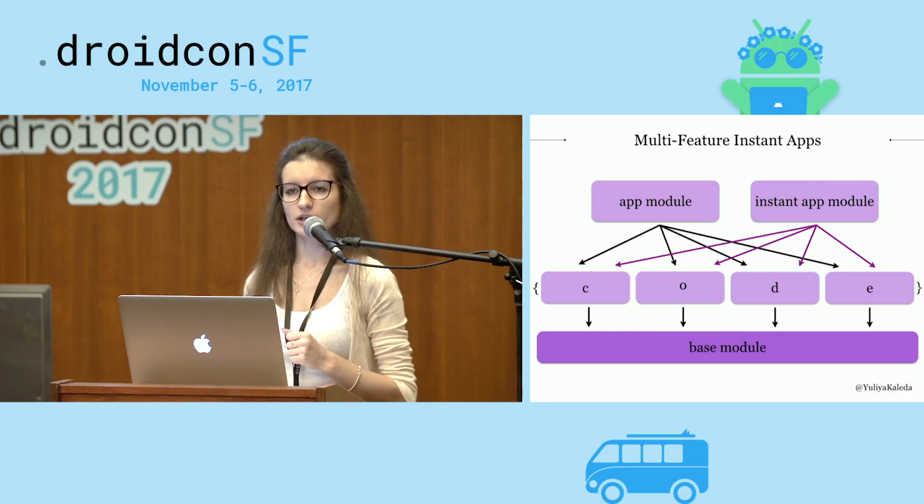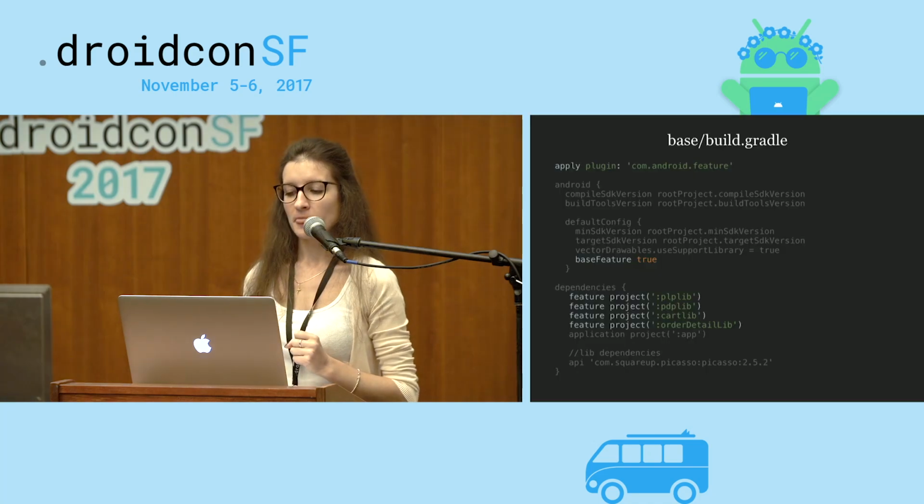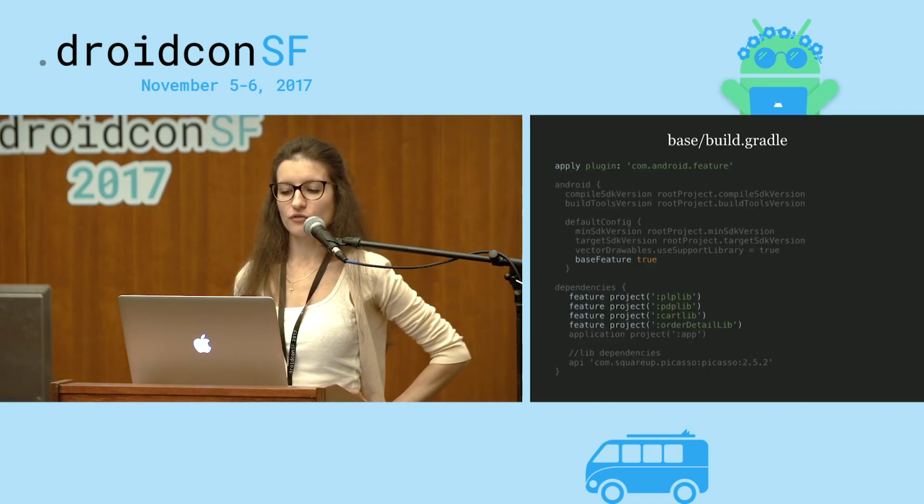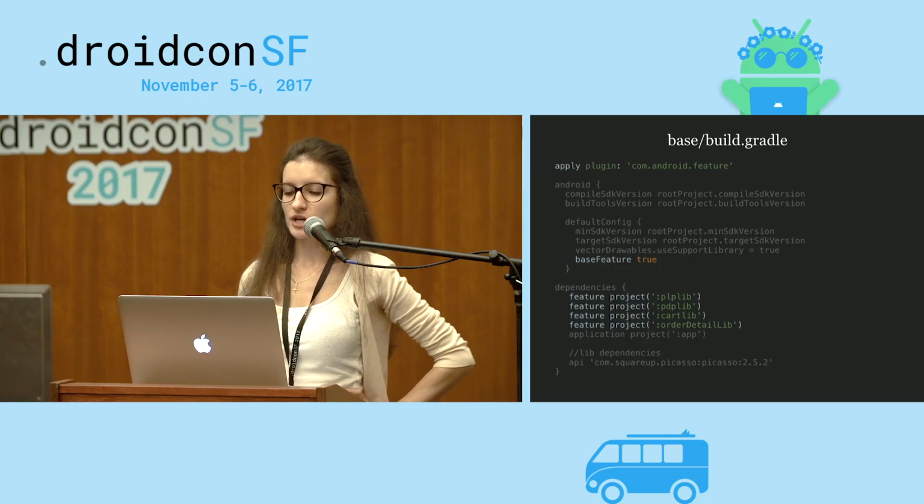And now let's look at the build.gradle files and basically the connections between the different modules and what we have to do in order to connect all of those components. So let's start with the build.gradle file of the base module. The plugin is the same as in the single feature Instant App. It's com.android.feature.